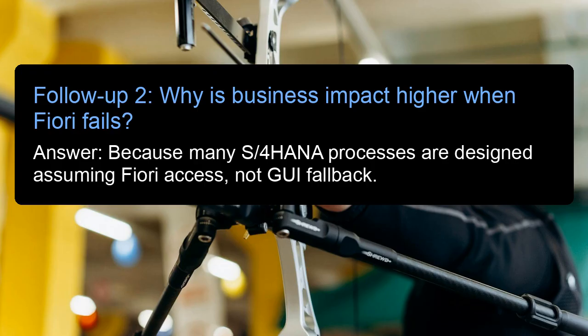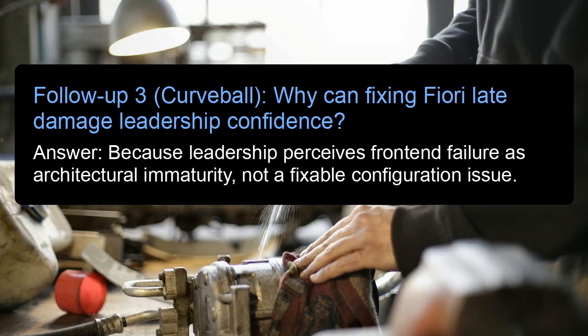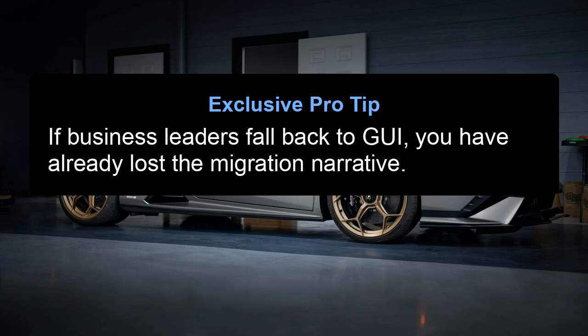Answer: because many S/4HANA processes are designed assuming Fiori access, not GUI fallback. Follow-up 3. Curveball. Why can fixing Fiori late damage leadership confidence? Answer: because leadership perceives front-end failure as architectural immaturity, not a fixable configuration issue. Exclusive pro tip. If business leaders fall back to GUI, you have already lost the migration narrative.